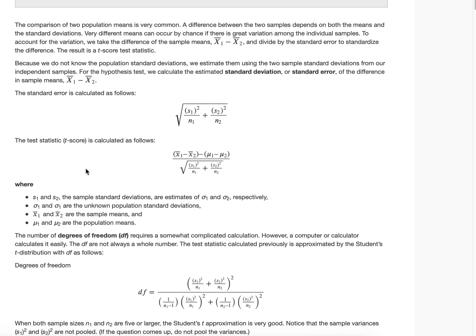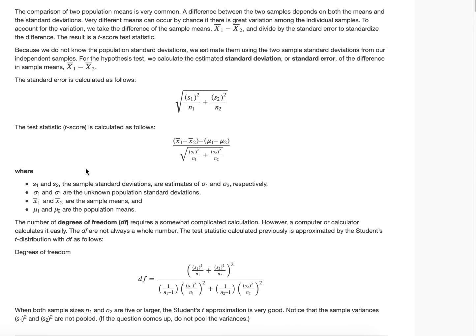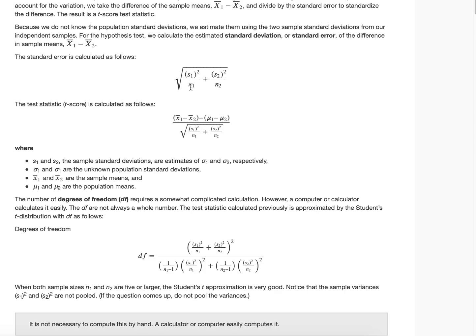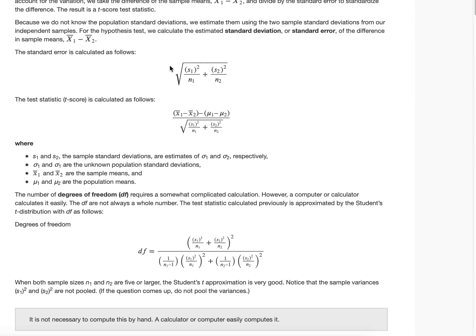So in this method, I have a difference of means that I can calculate by taking the mean of the first group and subtracting the mean of the second group. Because we don't know the population standard deviations, we have to estimate them using this estimation method. So we're going to calculate an estimated standard deviation, but you're going to notice it's called a standard error in most places, and we're going to utilize the difference of those means to do so. So I'm going to take my s1 squared divided by n1, plus my s2 squared divided by n2, and that's going to give you my standard error.